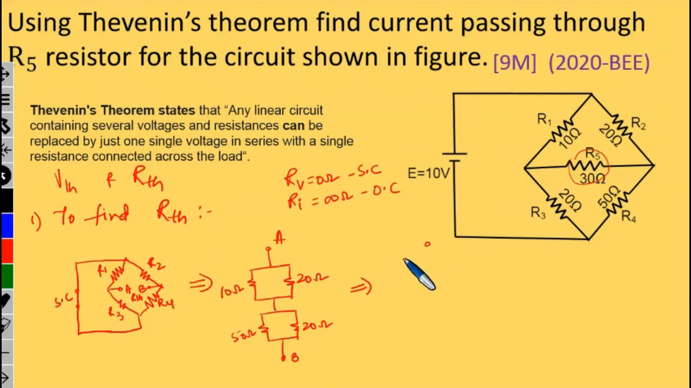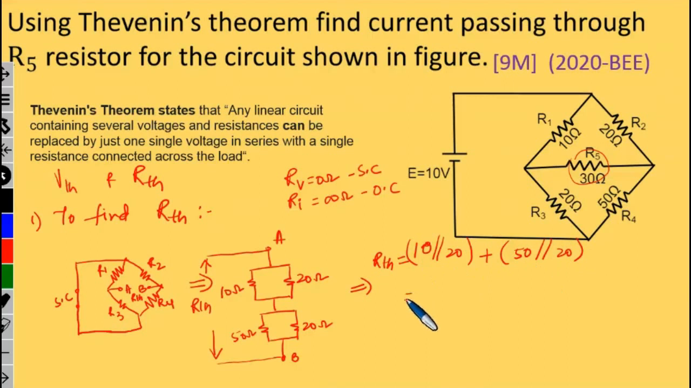First I'll write the equivalent value of resistance so that we know what we are finding. This is nothing but your R Thevenin, what we are finding. So R Thevenin is 10 in parallel with 20, in series with 50 in parallel with 20. The value of 10 in parallel with 20 is 6.66, and that of 50 in parallel with 20 is 14.28.